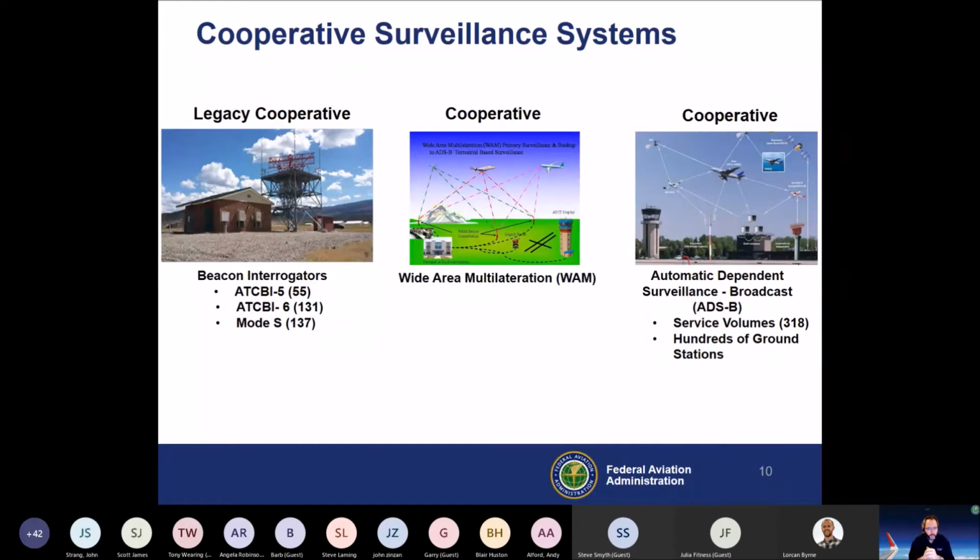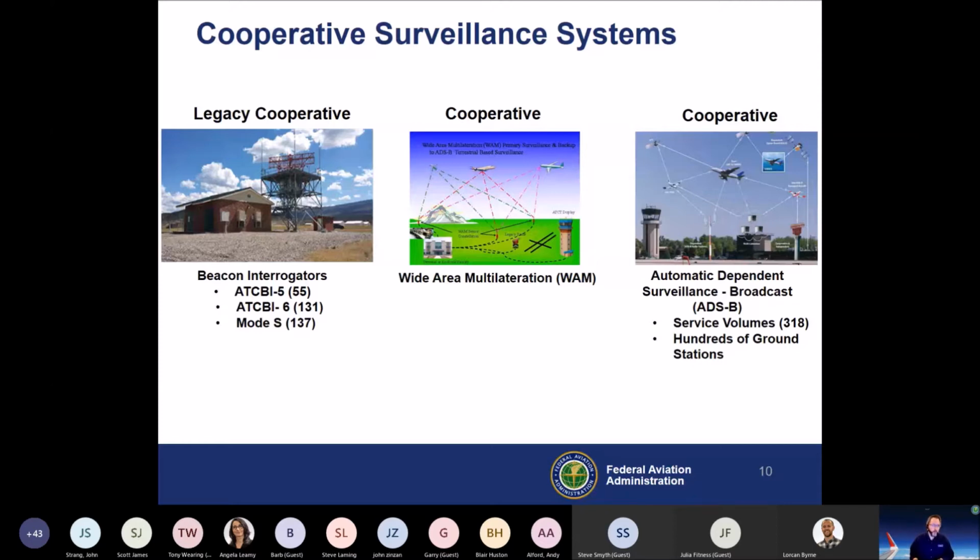And then finally, ADS-B, the newest and what we consider to be the preferred source of surveillance for use in U.S. air traffic control. And we have what's called service volumes. We have 318 service volumes throughout the United States, and that's just a volume of airspace whereby we have receipt of ADS-B information and a service delivery point. That information is then delivered to a service delivery point, which is typically an air traffic control facility.